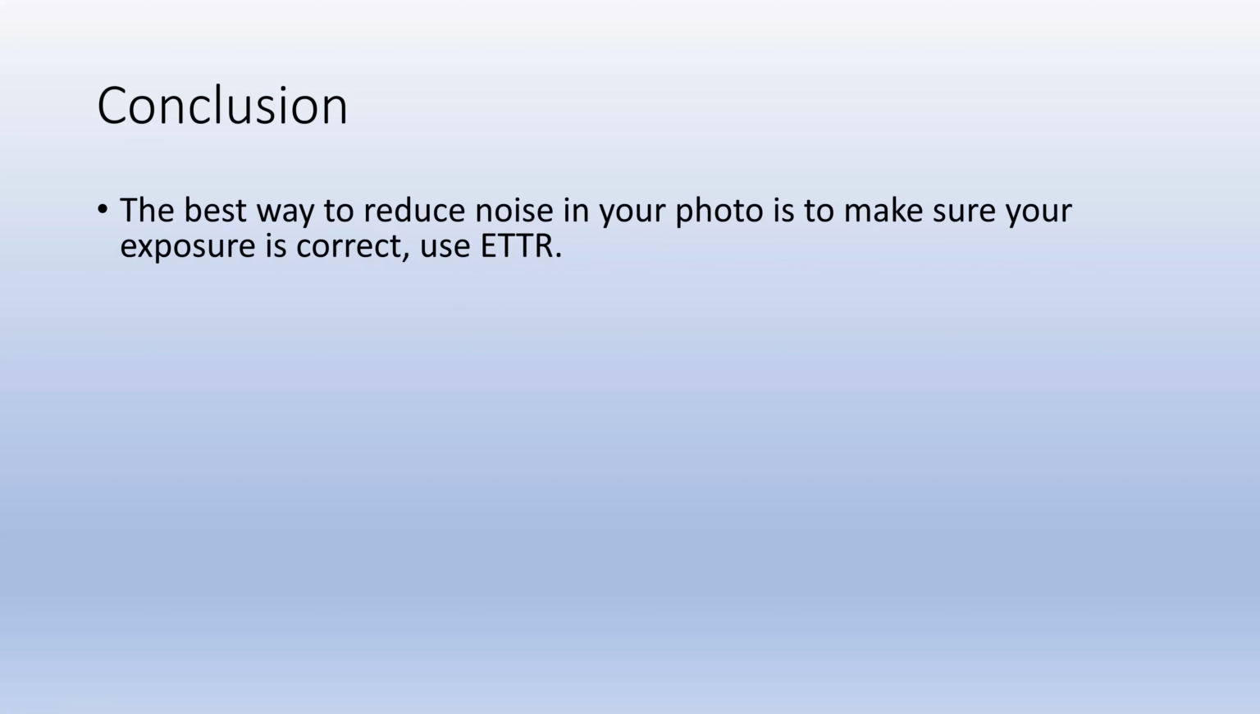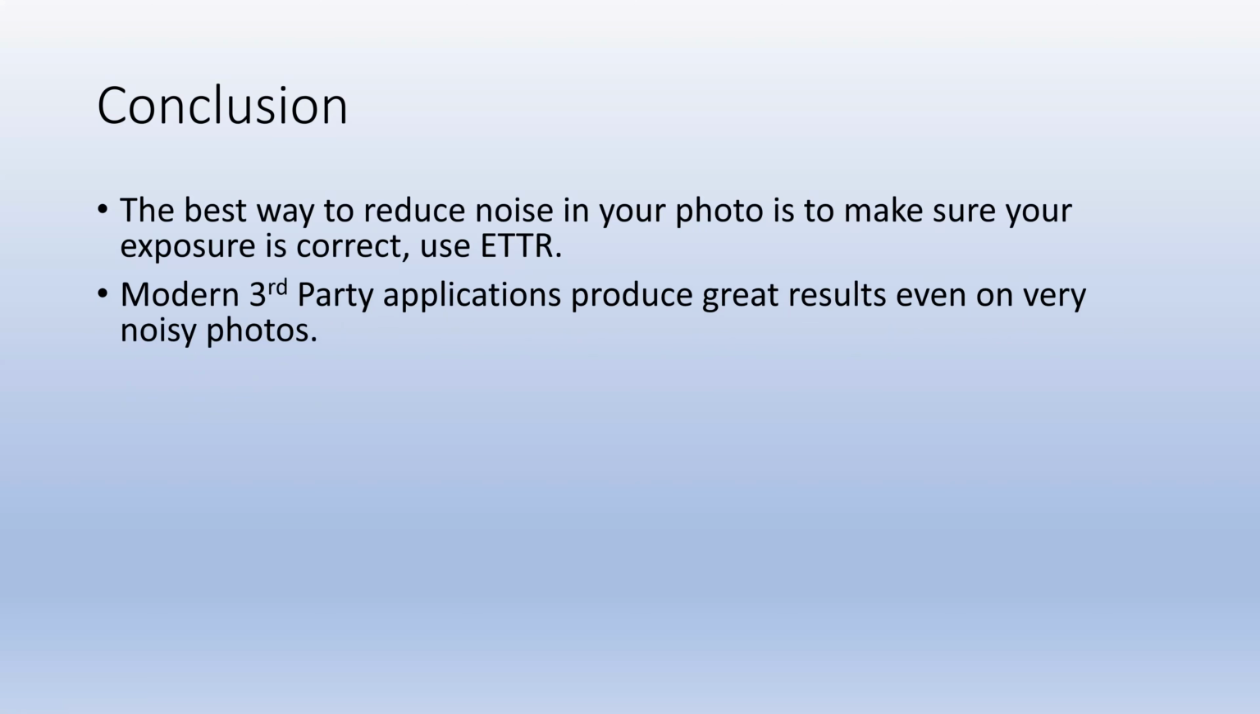So the best way to reduce noise in your photo is to make sure you've got your exposure correct. Exposed to the right, shoot at ISO 100. You don't always get the opportunity to do that, of course. Sometimes you simply can't shoot at ISO 100. You might be reacting to something and you've got it on auto ISO to try and keep your shutter speed to a reasonable value. But third-party applications can produce really great results, even on very noisy photos. And as you've seen, they're dead easy to use. I didn't have to move any sliders.